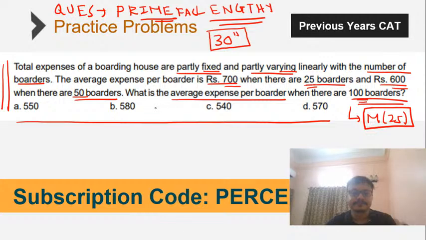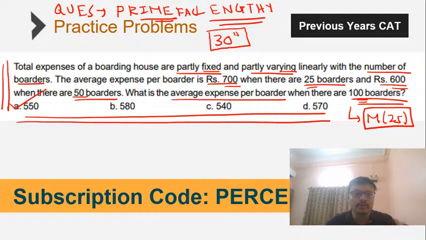So which of the options is a multiple of 25? There is only one option, that is 550. So what you could have done is straight away mark the answer as 550 and move on. And this is exactly what you're expected to do to be able to mark answers quickly in the exam.